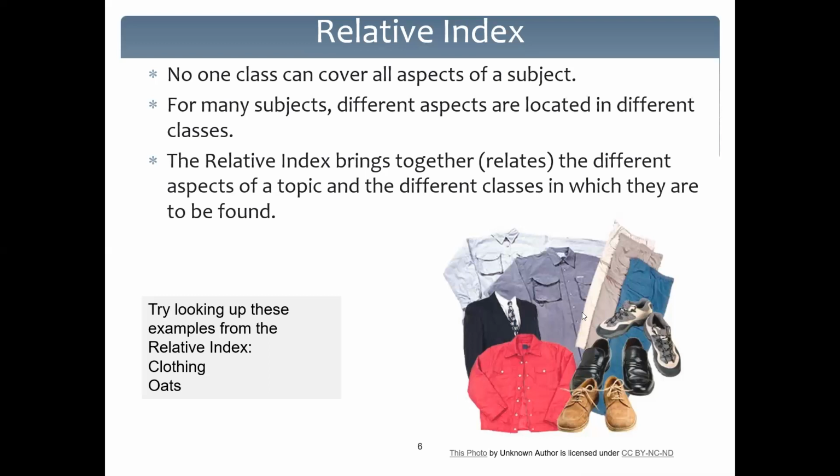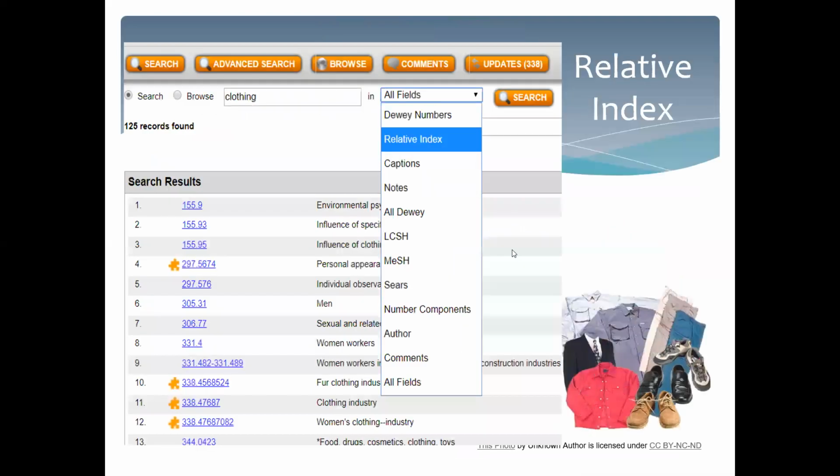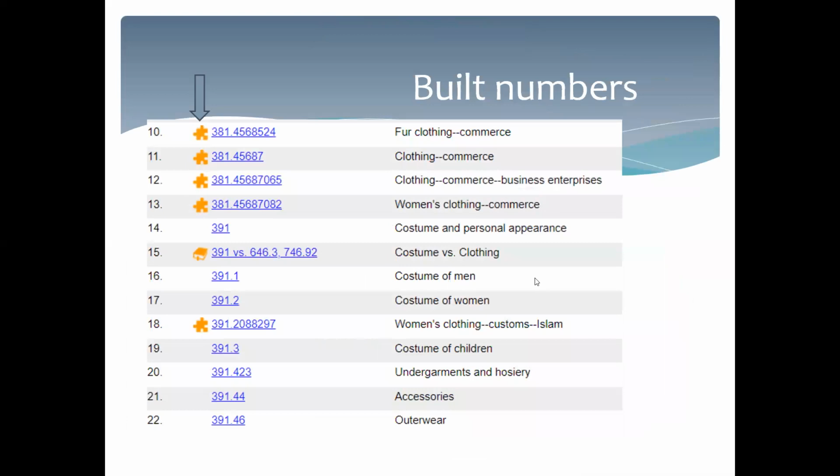Is this more fashion related? Is it more related to manufacturing and textiles? Is it design? Is it something about the fibers? Where does it fit in terms of that? So the relative index, you can just do a basic search. You can also browse and get to the relative index that way. But we're just going to look quickly at clothing. And here we get some examples of some things that are related to clothing.